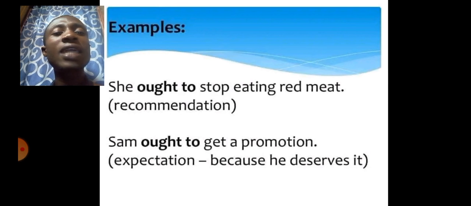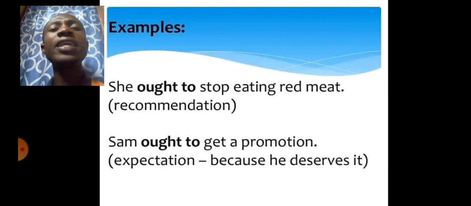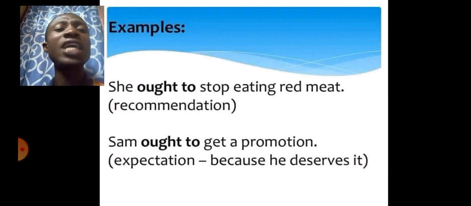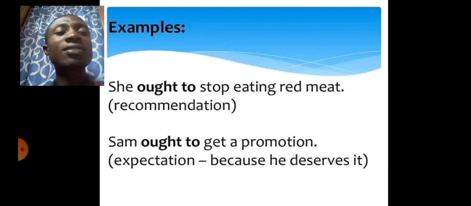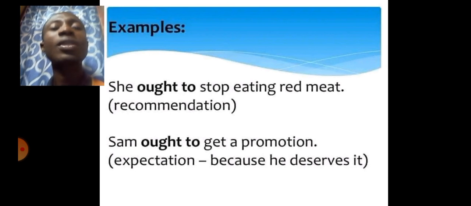Sam ought to get a promotion. Here, it is used to show an expectation.